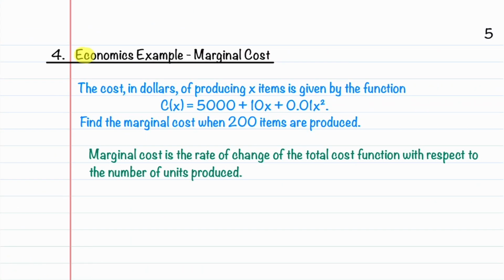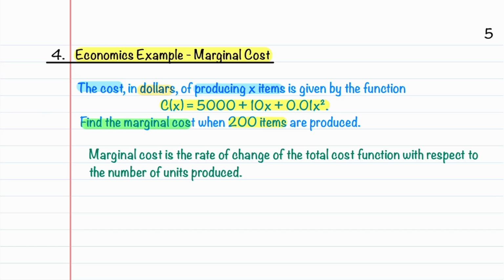We're going to now walk through an example that arises in economics, and it's on marginal cost. We are told that the cost in dollars of producing x items is given by the cost function C(x) = 5,000 + 10x + 0.01x². We're asked to find the marginal cost when 200 items are produced.